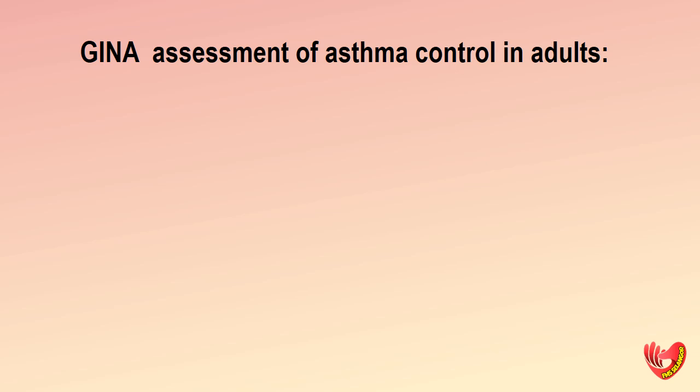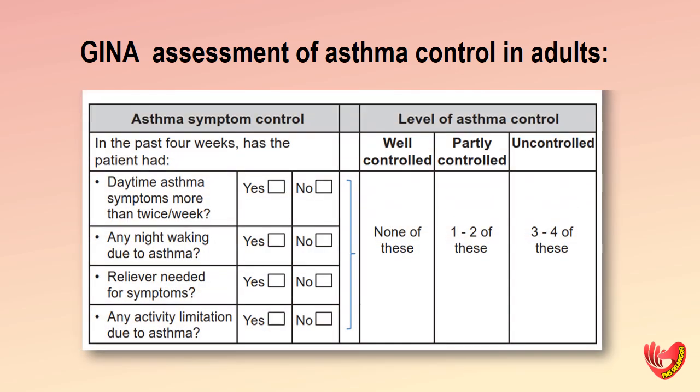This is the GINA assessment tool of asthma control in adults. To assess symptom control, ask about the following in the past 4 weeks: frequency of asthma symptoms, any night waking due to asthma or limitation of activity, and for patients using a SABA reliever, frequency of its use for relief of symptoms. Based on the answers, the level of asthma control will be categorized as well controlled, partially controlled, or uncontrolled.